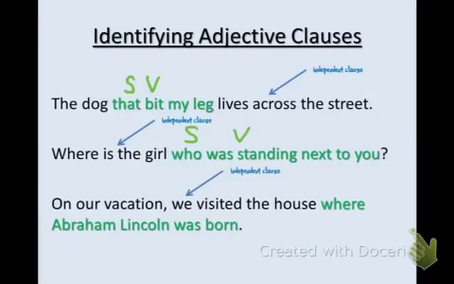And finally, on our vacation, we visited the house where Abraham Lincoln was born. Again, you can see the independent clause labeled there as well as the adjective clause labeled in green. We're going to go ahead and move on and look at some examples of sentences that we'll label together.